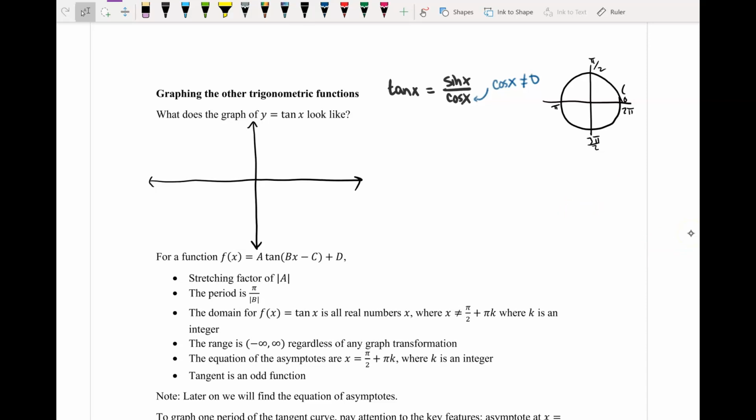If I take a look at all these points, 1, 0, 0, 1, negative 1, 0, 0, negative 1, let's see what happens at 0 radians. We take the sine and the cosine, that's the y over the x, and you're just going to get 0. So the tangent curve is going to be at 0. Then at pi over 2, you get y over 0, so you end up getting an asymptote.